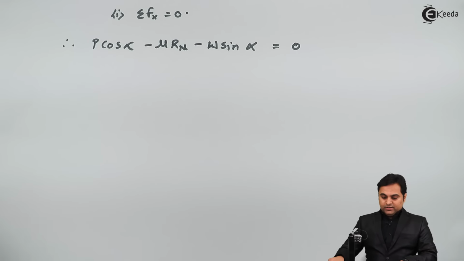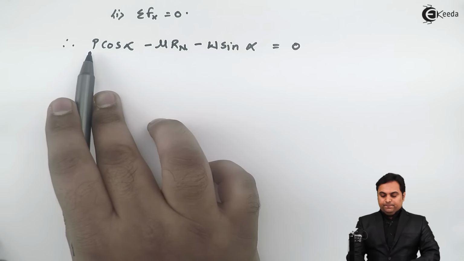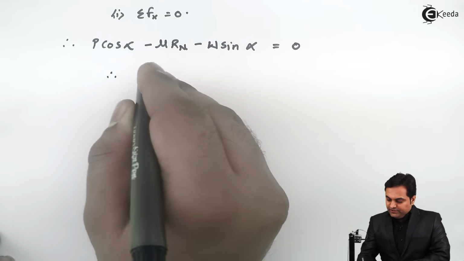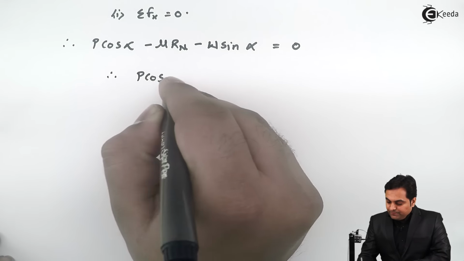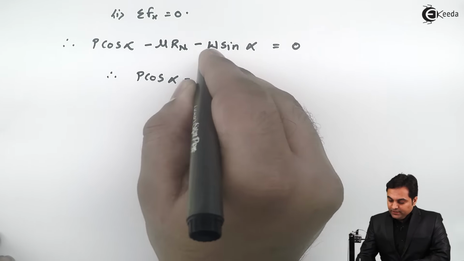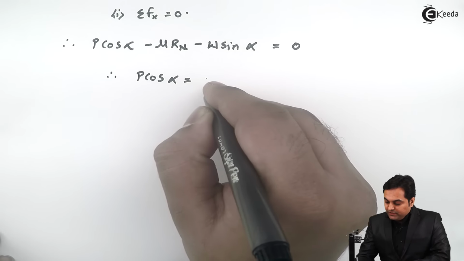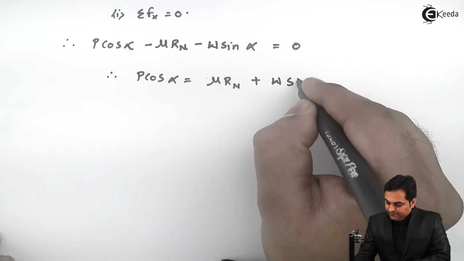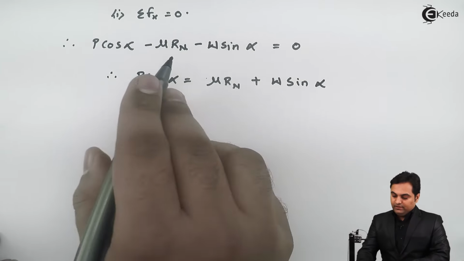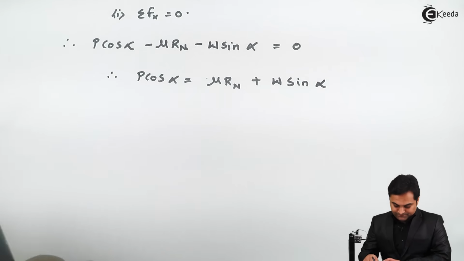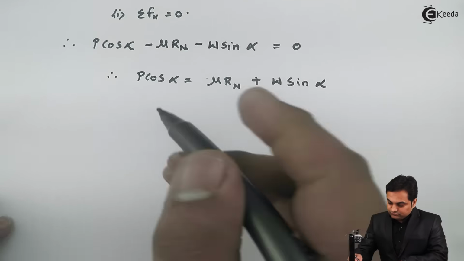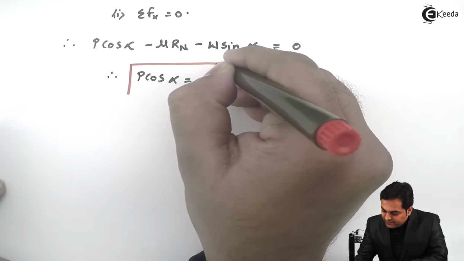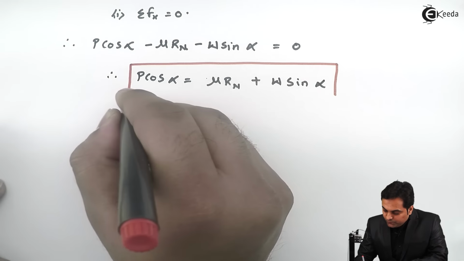So now here I'll keep P on one side. So therefore I'll shift all the terms on the other side. P cos alpha will be equal to mu Rn plus W sin alpha. I've shifted these terms onto the other side. Now this, I'll keep it as my equation number 2.